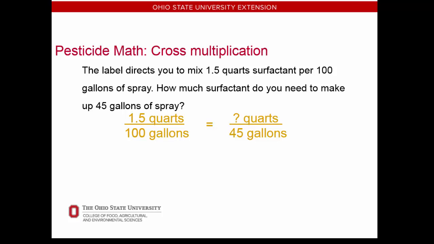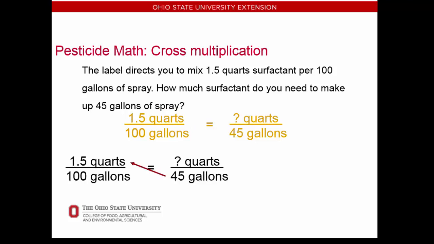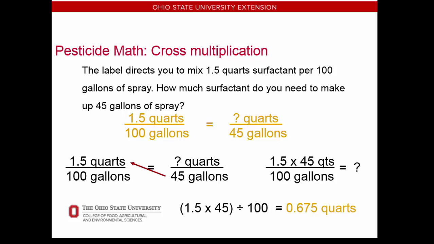It is critical that the units on the right and left must be in the same position in the ratio. So if gallons is on the bottom on the right of the equal sign, it must be in the bottom position on the left. Otherwise, switch the figures on the left to match the right. In this example, gallons are on the bottom of both sides, and quarts are on the top of both sides. Once you have equivalent units on both sides, you can do cross multiplication. Take the number on the lower right and multiply it by the number on the upper left, in this case 45 times 1.5. Then divide the results by the number on the lower left, in this case 100.